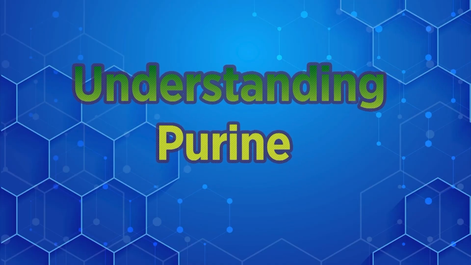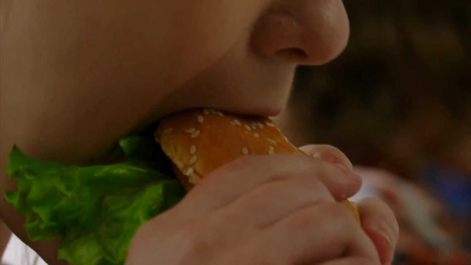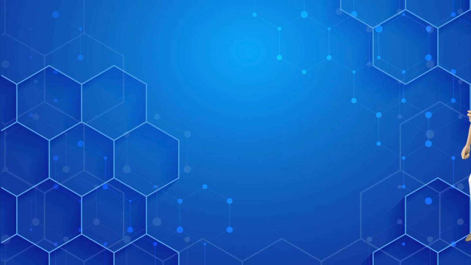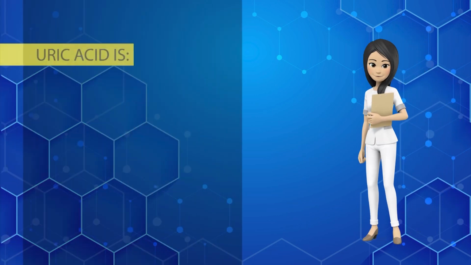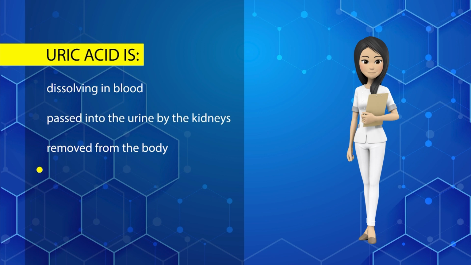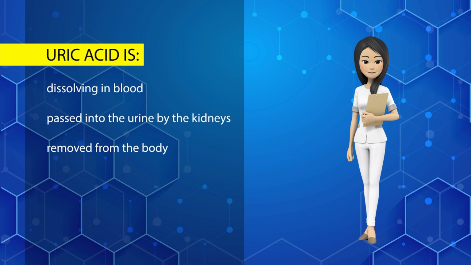Understanding purine. Purines are chemical compounds that, when metabolized, degrade into uric acid. Purines are either produced by your body or ingested through the foods you eat. Purines are normally broken down into uric acid. After that, the uric acid dissolves in blood, is passed into the urine by the kidneys, and is removed from the body. This isn't always the case with gout.